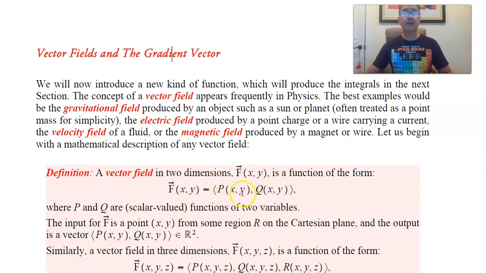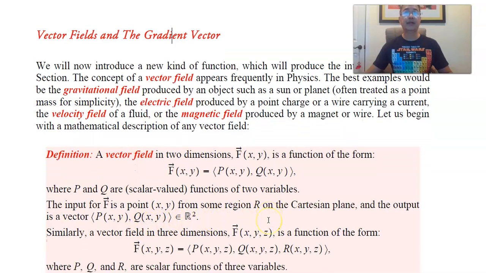We have used this notation before: P of x, y, Q of x, y. Those denote scalar functions of 2 variables, so that is one number, and this is another number. Basically, you input a point x, y from some region of the plane, maybe it's all of R2, and you output a vector, which is a vector in R2.